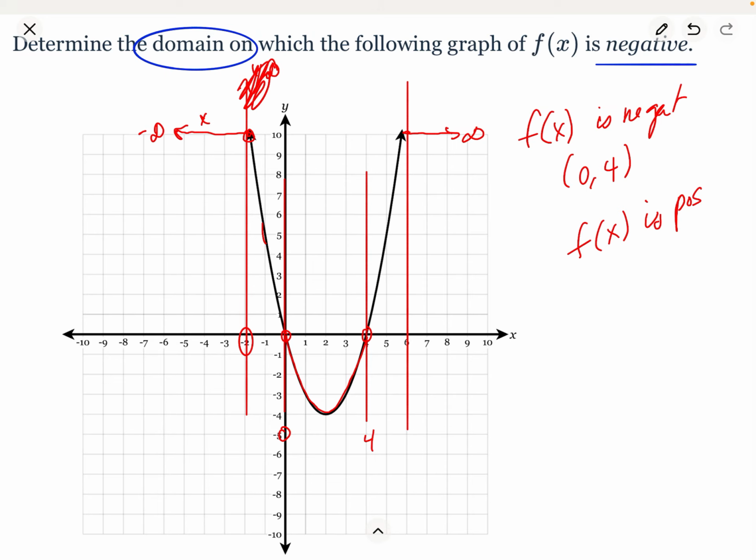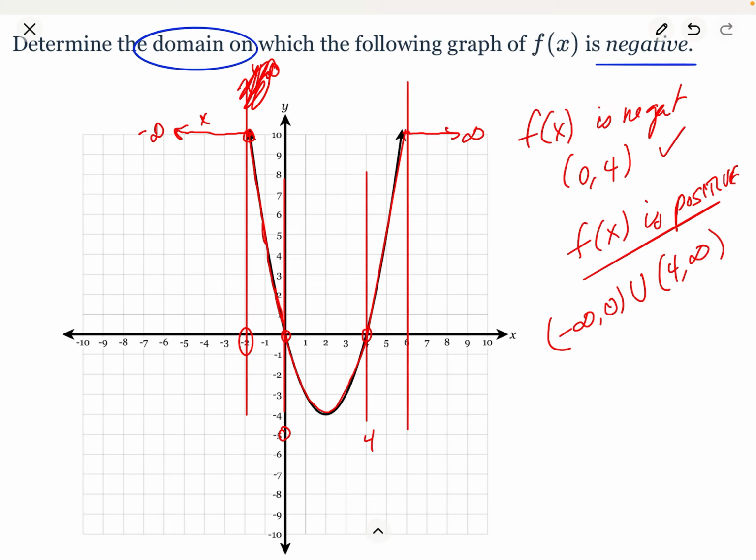So if we wanted the intervals where the function is positive, we would say from negative infinity over to 0. So from here all the way over to here, it is positive. And then we would go from 4 all the way out to positive infinity. Those are the two pieces that are positive. This is the one piece that is negative.